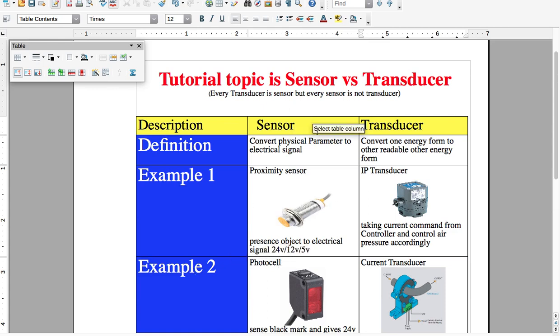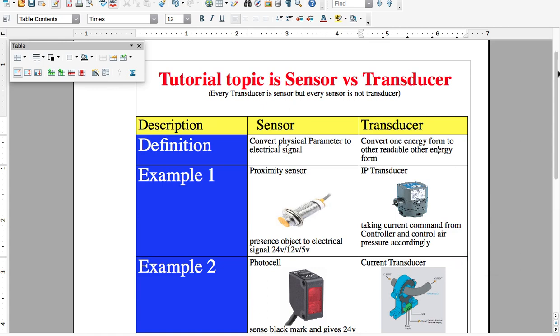Another example is the photocell. A photocell is also a simple sensor which reads some black mark or gray mark, and after reading this mark gives the output in the form of 24 volt, 12 volt or 5 volt, which are readable by a PLC. It's a very simple photocell.